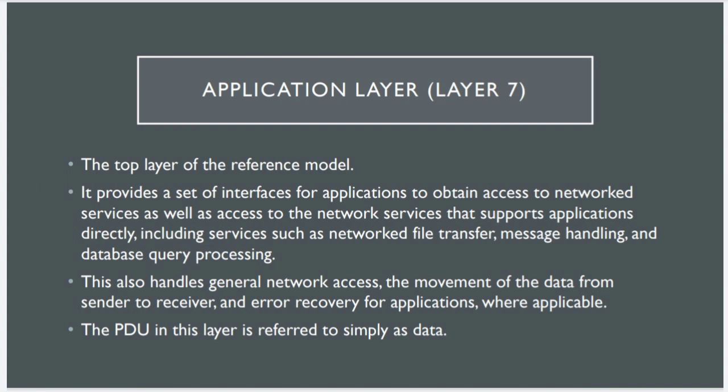Application layer, or layer 7. This is the top layer of the reference model. It provides a set of interfaces for applications to obtain access to network services, as well as access to the network services that support applications directly, including services such as network file transfer, message handling, and database query processing. This layer also handles general network access, the movement of data from sender to receiver, and error recovery for applications where applicable. The PDU in this layer is referred to simply as data.